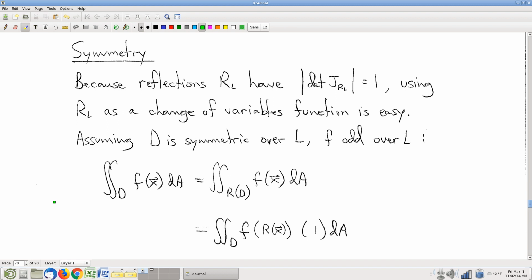So let's imagine that we have a situation where we have a domain that's symmetric, and the function is odd over that same line. You'll notice same line, right? And I'm going to show you how to argue that the integral has to be 0, and this is effectively how to prove that theorem from a change of variables point of view. So here you go.